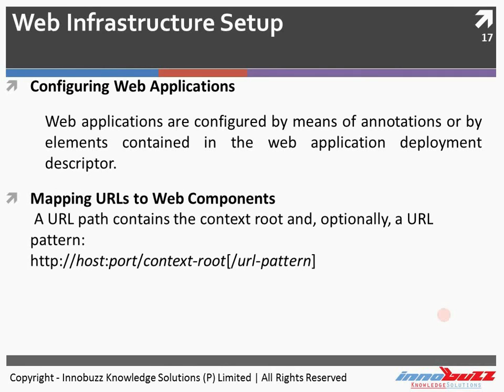We have mapping URLs to web components. A URL path contains the context root and optionally a URL pattern. So this is how it looks. We have a protocol, which is Hypertext Transfer Protocol, and a host, port number, and the context root where the project is present. As you saw earlier, the assembly root or the base root where we have the project, and the URL pattern. How we want to see the page, this is the URL pattern at the end of the URL.